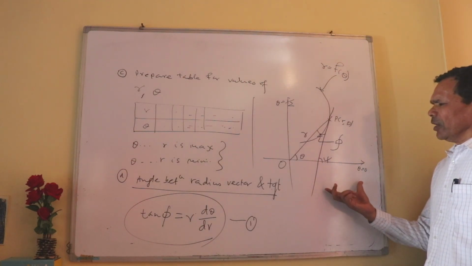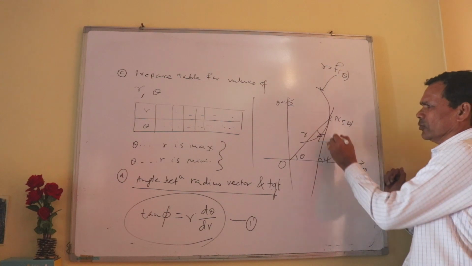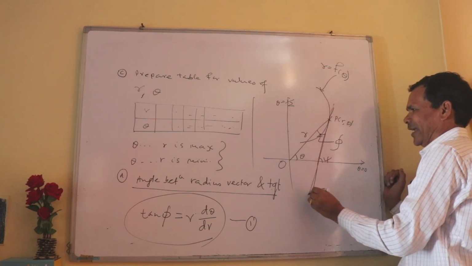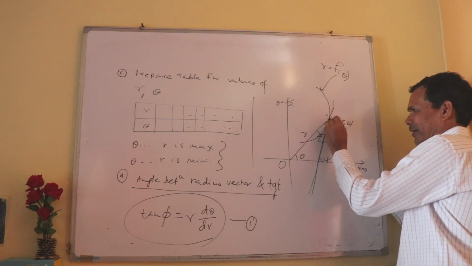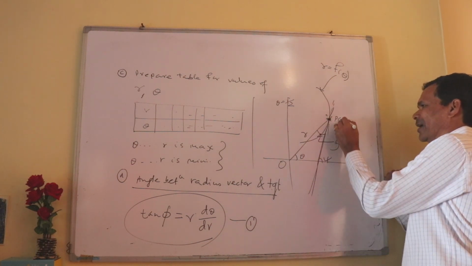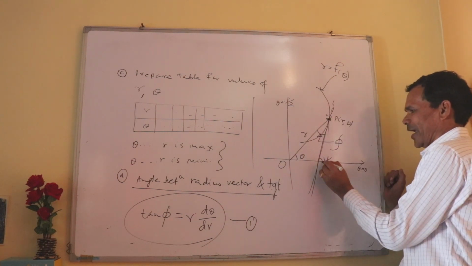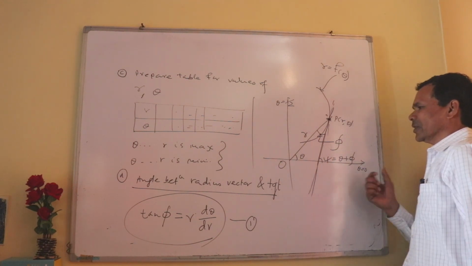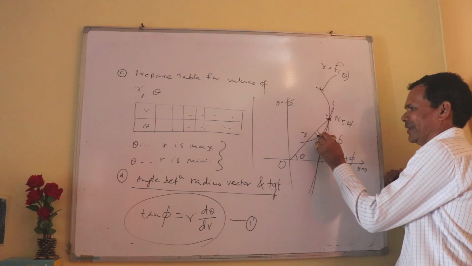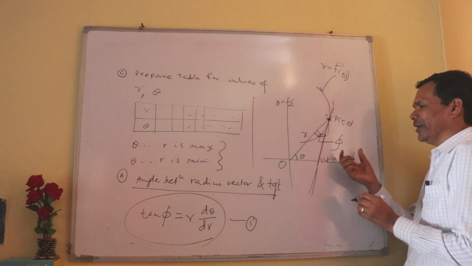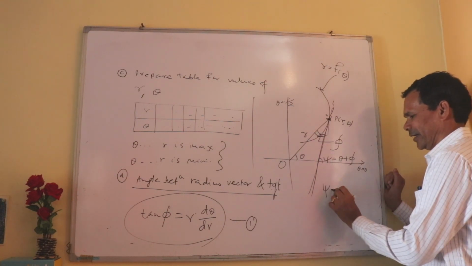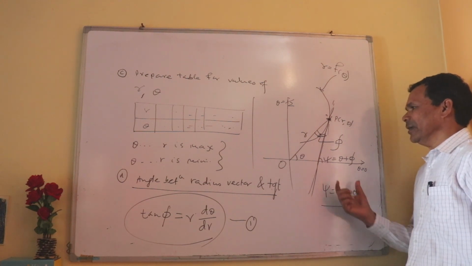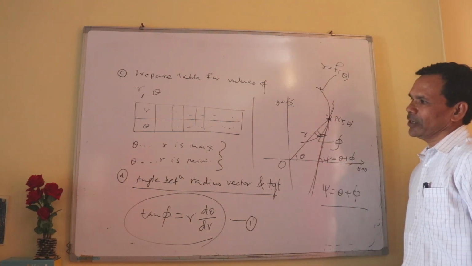Now why find out this angle? So this is the curve, so we will come to know what is the direction of the tangent at some particular point P(r, theta). So psi, naturally, is theta plus phi. Psi is equal to theta plus phi, and phi is the angle between the radius vector and the tangent.